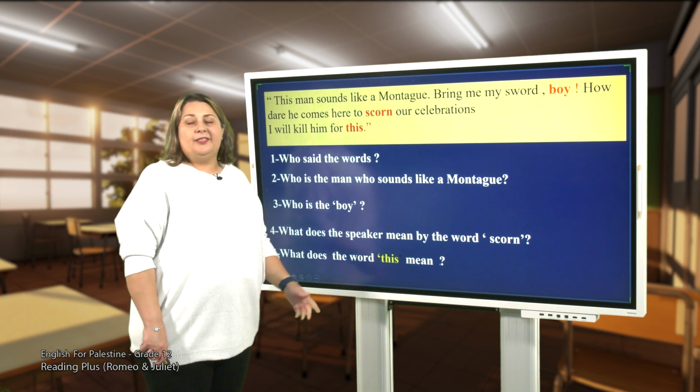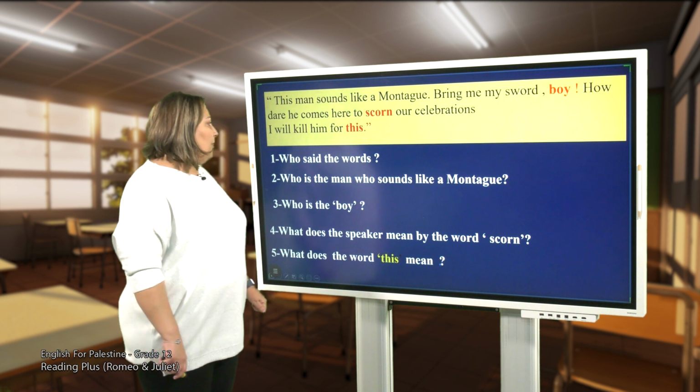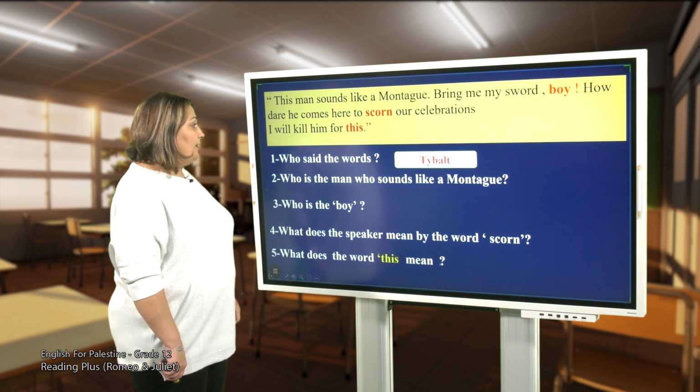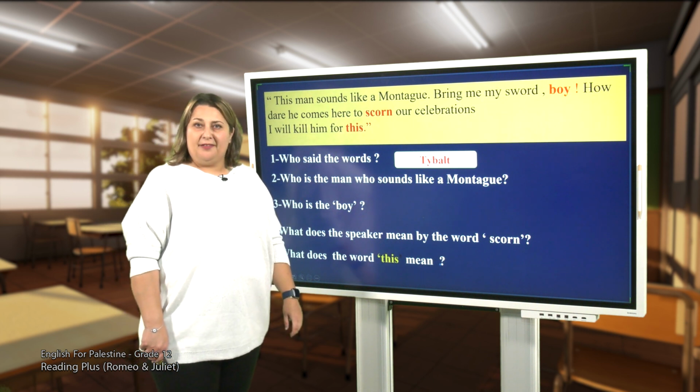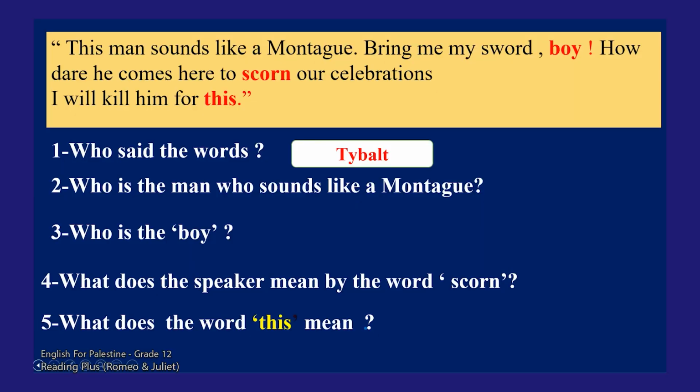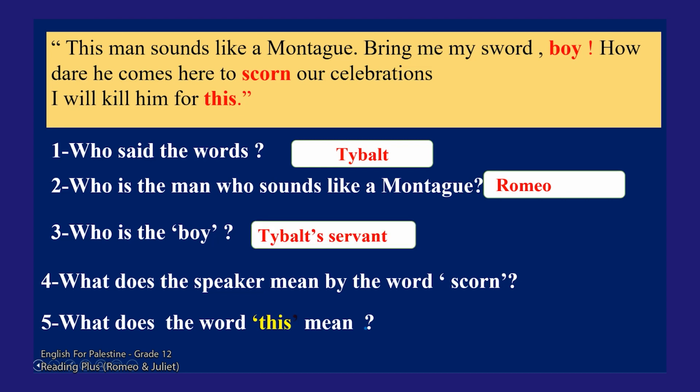Now, let's see your answers. Number 1. Who said the words? It was Tybalt. Excellent. Now, who is the man who sounds like a Montague? Romeo. You know Romeo, he's a Montague. Very good. Who's the boy? Tybalt's servant. Number 4.